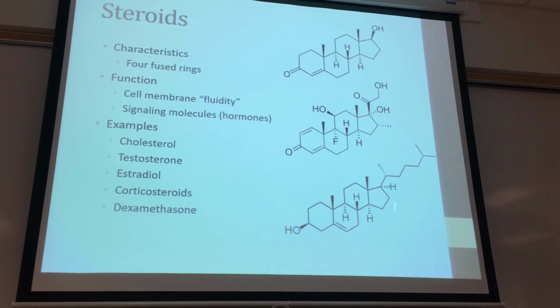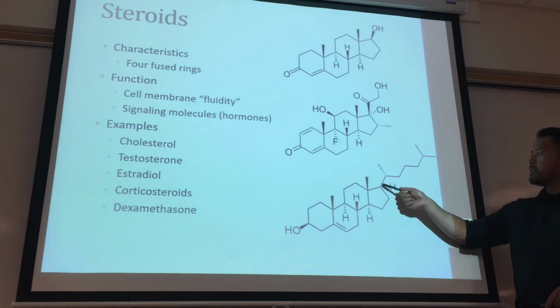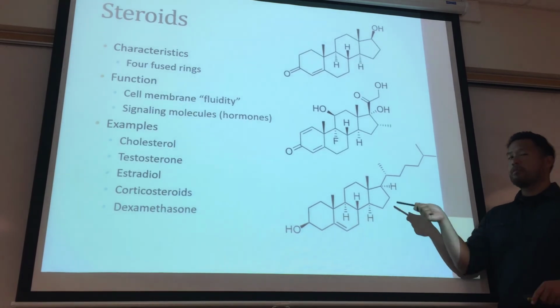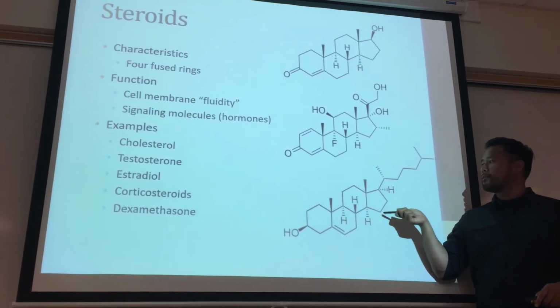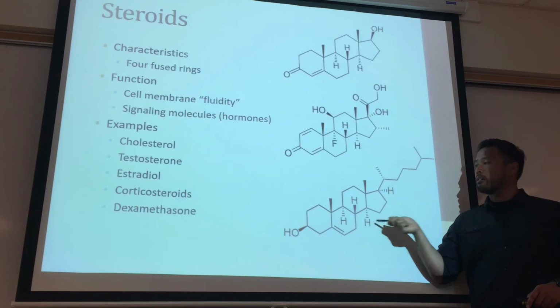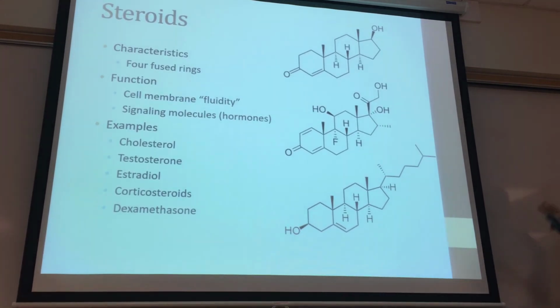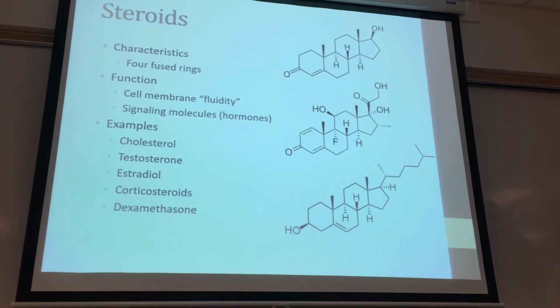The other one on here is cholesterol. Cholesterol is another important one. Again, you see 4 fused rings attached to a hydrocarbon on there. Something that you'll be able to see in our cellular physiology lecture. You're going to be seeing cholesterol intermixed with a bunch of phospholipids. That's going to give this fluidity. Again, stay tuned on Tuesday. We'll talk more about that.